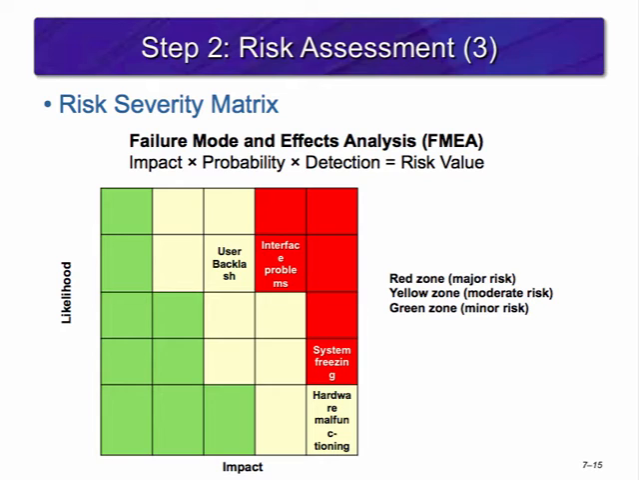Failure Mode and Effects Analysis, or FMEA, is a Six Sigma process. When used, it adds an additional element to impact and probability, detection. It multiplies each of the three scores to arrive at a severity rating. The formula is impact times probability times detection equals the risk value.